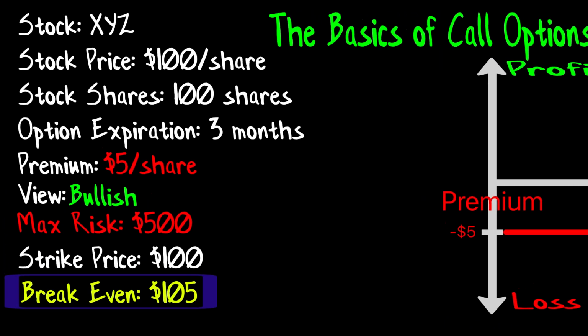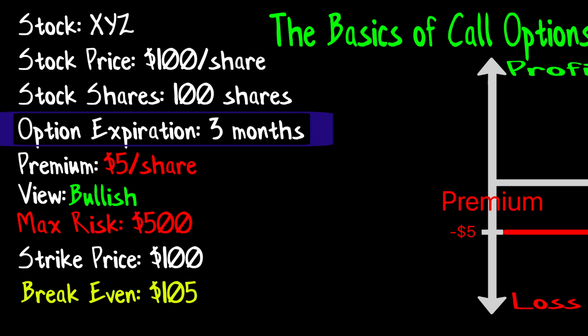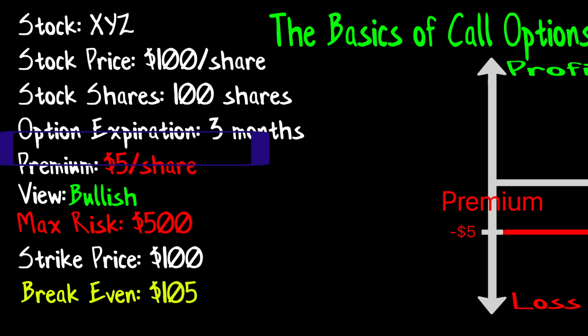Let's review a couple of options terms. Strike price, the price the call owner can buy the stock. Expiration, the date on which the call option expires. Premium, the price which the buyer pays to the seller. Max risk, the most money you can lose. Break even, the price at expiration that you will lose $0.